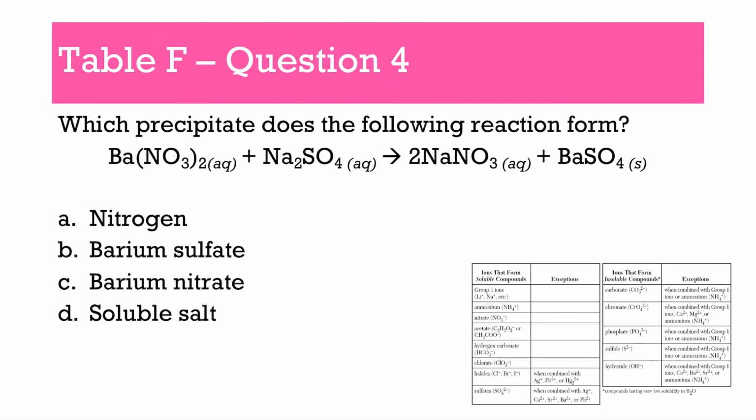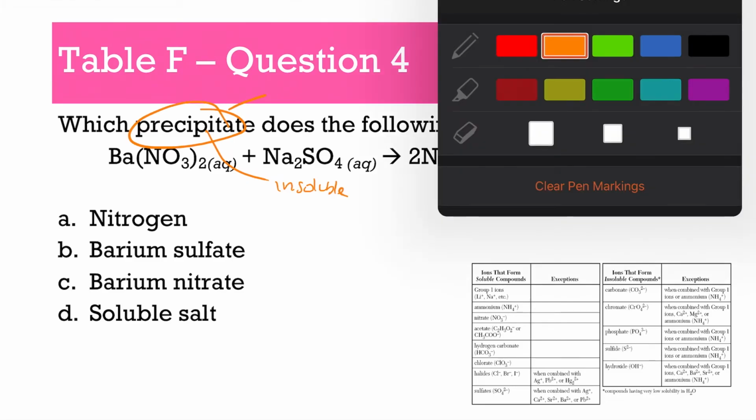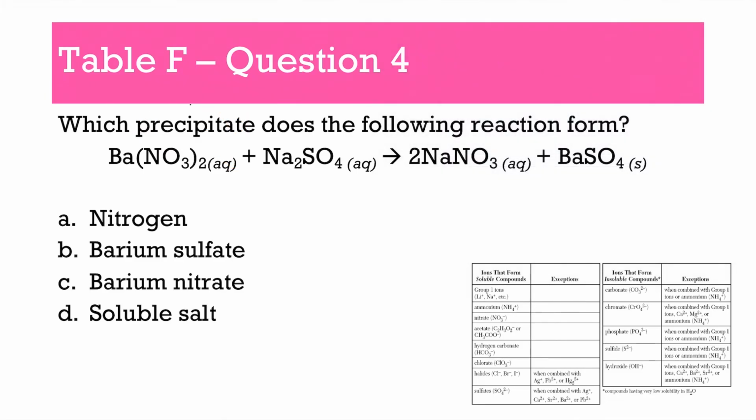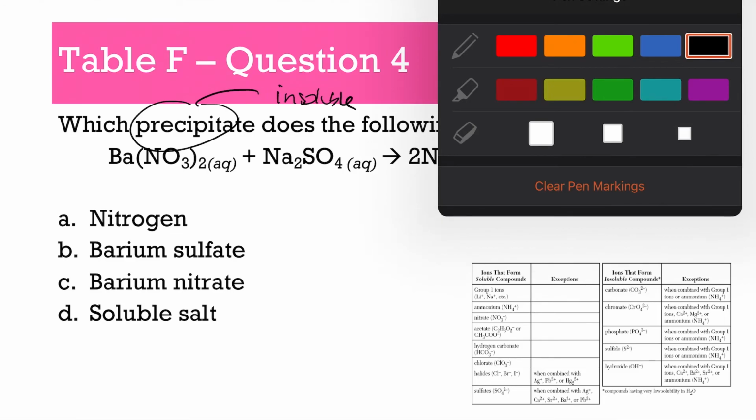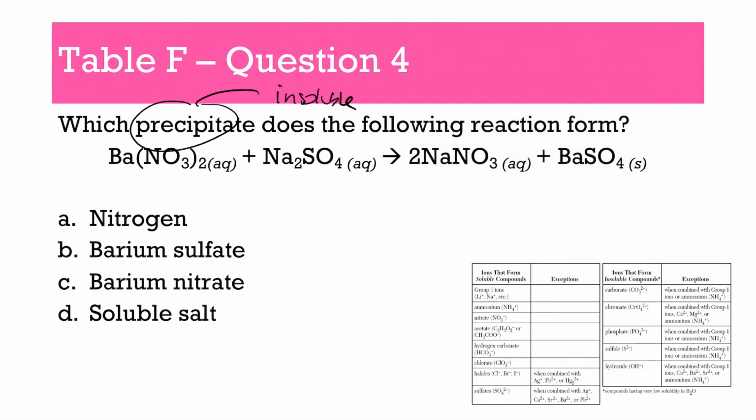And lastly, number 4, which precipitate does the following reaction form? So we're given this thing, and we are trying to figure out, again, precipitate means something is insoluble. And so, let me just write that over there. I'll need this space. Now we're given the formulas and the names. So let's look at the formulas first.